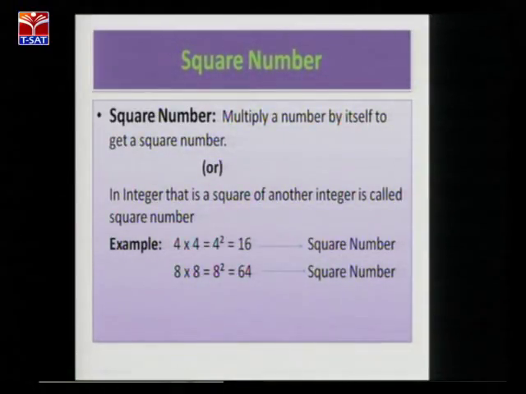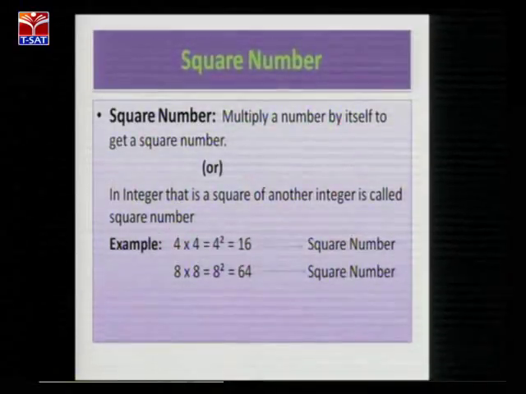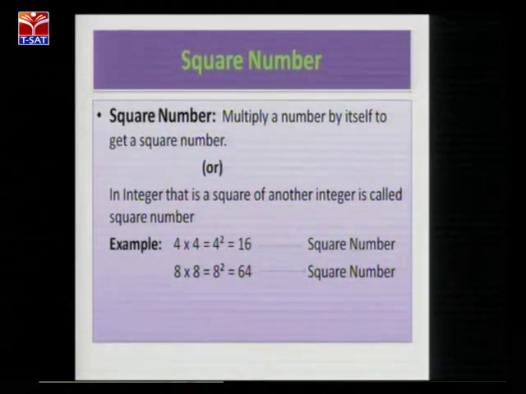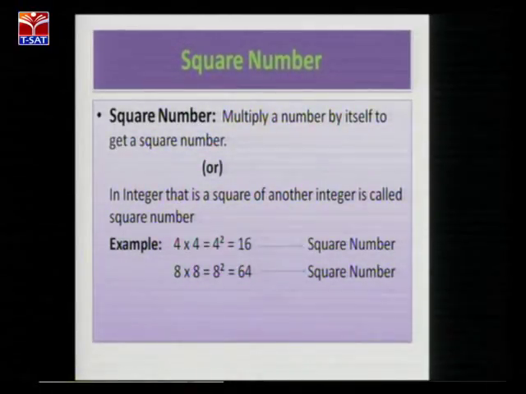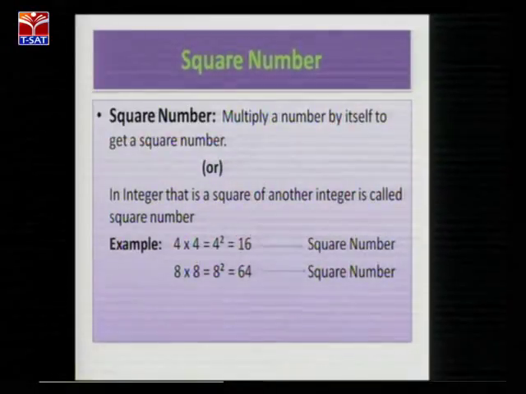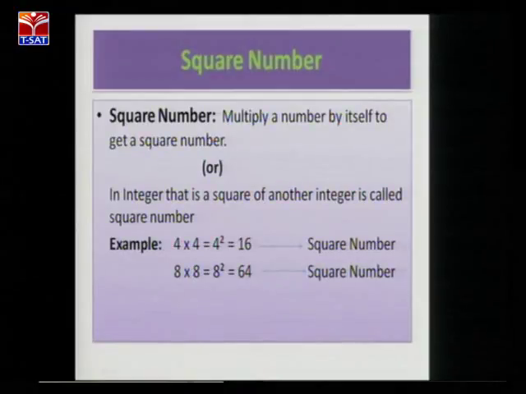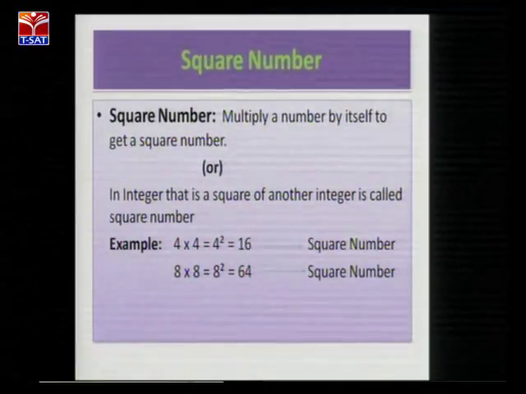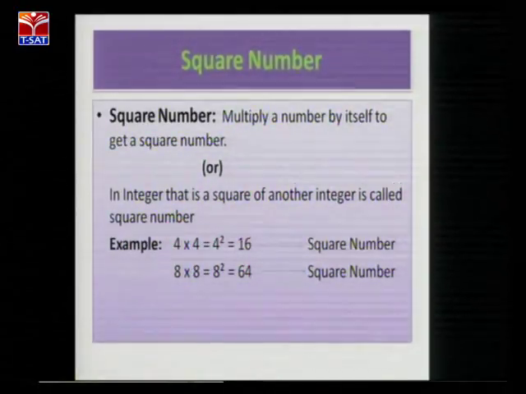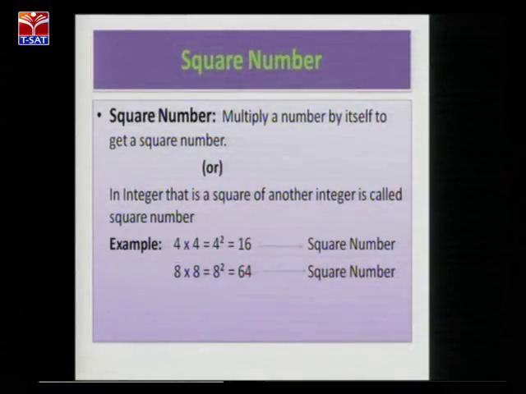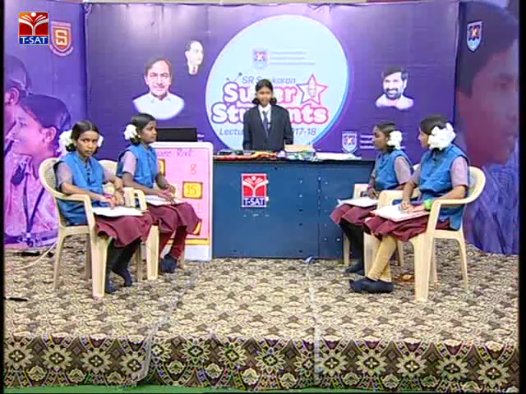Ramya, can you give one example for this? Okay friend, here I am taking the example 4. 4 into 4, that is 4 square, that is equal to 16. Here 4 square is the square number. Good friend. Shravani, can you give another example? Okay friend, the next example is 5 into 5 is equal to 5 square is equal to 25. Here 5 square is the square number. Good friends. Have you understood, friends?